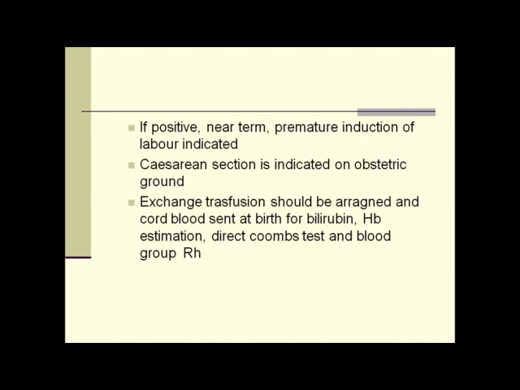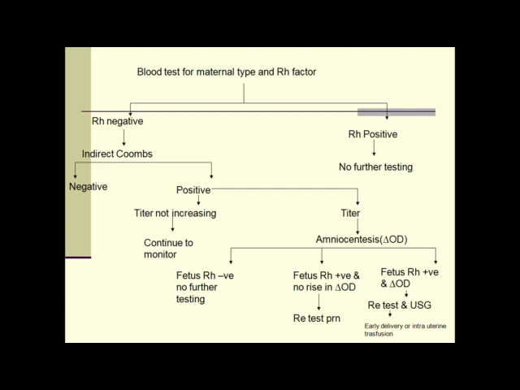Exchange transfusion should be arranged, and cord blood sent at birth for bilirubin, hemoglobin estimation, direct Coombs test and blood group and Rh. Blood test for maternal type and Rh factor. If Rh negative, indirect Coombs test positive, and the titer is not increasing, continue to monitor. If the titer is increasing, then we have to go for the following test.